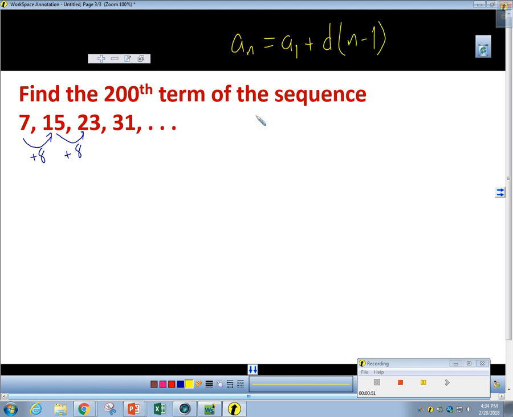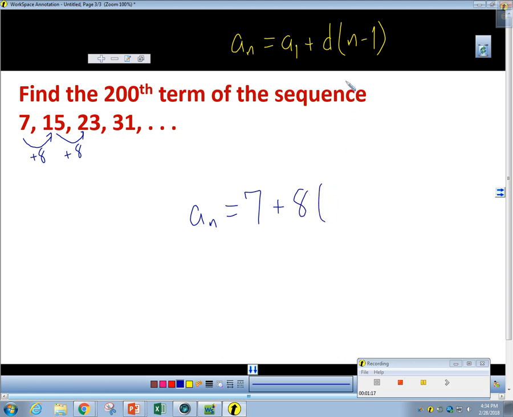So now we just have to kind of fill this stuff in. So remember, a sub n, that's just our answer. We don't have to write anything for that. A sub 1, that's our first term. That's the 7. All right. Now d stands for difference, and difference is what are we adding to get from one term to the next. And in this case, we're adding 8. So that's going to be the difference right there.